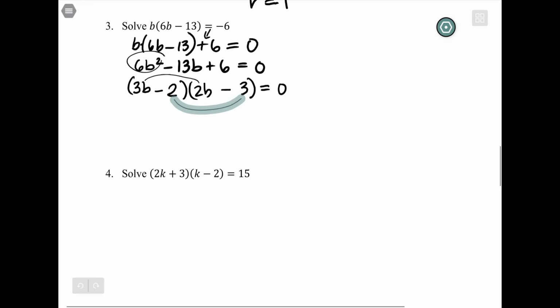It's the inside outside that I'm worried about. So always double check yourself or you're going to get bad answers. The inside is negative 4b and the outside is negative 9b, which does in fact add up to negative 13b. So I think I got it.